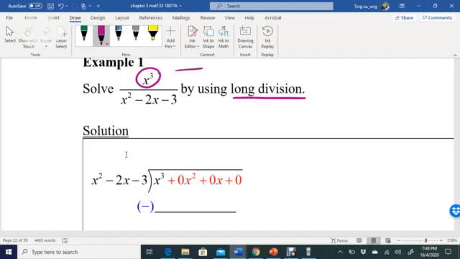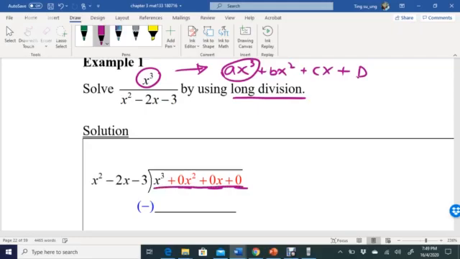So, for your understanding, the general form of a cubic equation will be ax power of 3 plus bx squared plus cx plus d. Am I right? Since it only has the x power of 3 term, the rest you need to fill with 0, because you need to ensure it's in the general form.